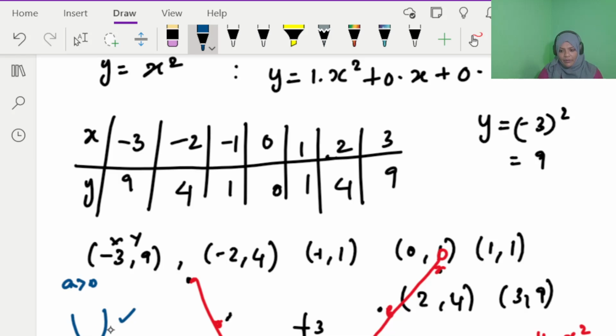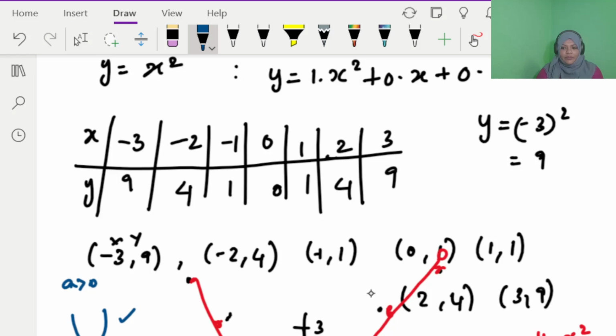So for open up parabolas, what happens? You have the vertex here, right? This will be the turning point. You call this the minimum turning point or the minimum point. And this will be concave upward. And if it opens downward, then you should have a maximum turning point, and it will be concave downward.